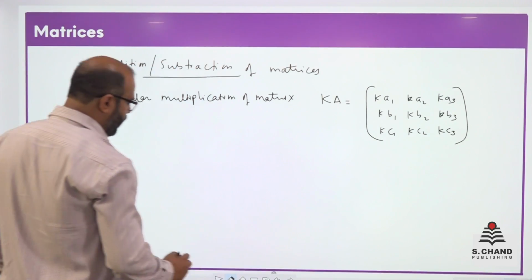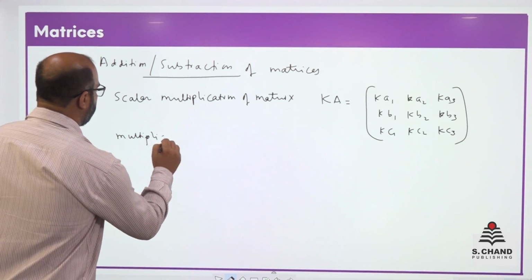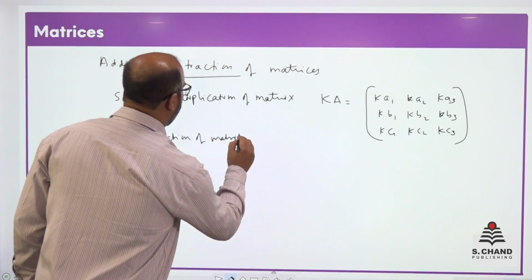Next we have multiplication of matrices. If we multiply two matrices, we have to keep in mind that it is always row to column.